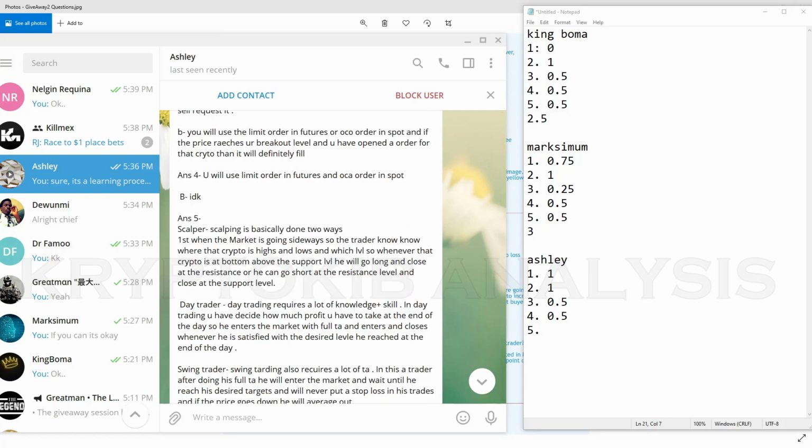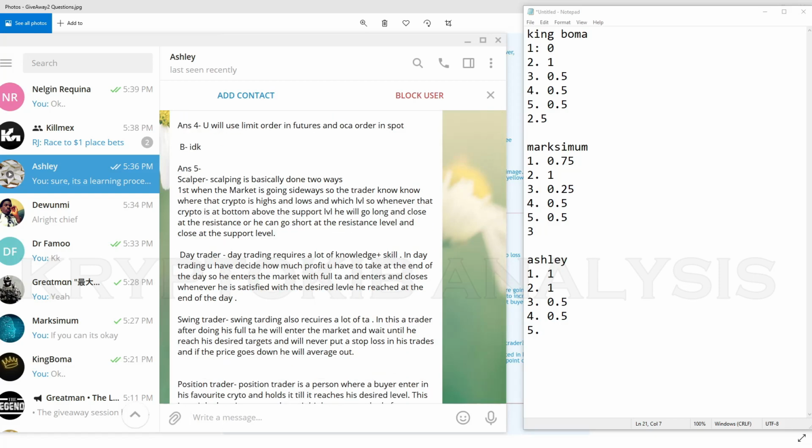Then answer 5, scalper. Scalping is basically done two ways. First, when the market is going sideways, so the trader knows where that crypto's highs and lows are. I'm not sure I'm understanding. And at which level, so whenever that crypto is at the bottom, above support, it will go long and close at the resistance, so it can go short at the resistance level and close. No, this seems like level to level trading.